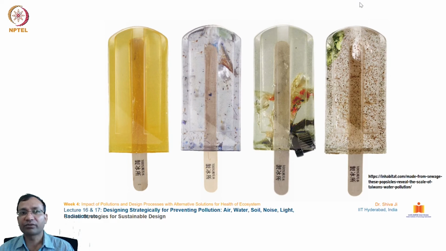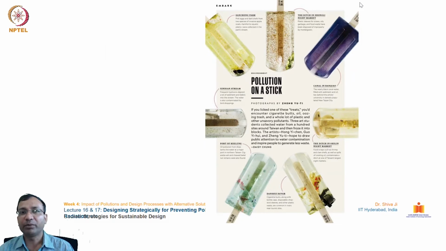It is sourced from different polluted places, and that is how the artist's imagination has represented this thing. If you see the title given here in this National Geographic magazine, it is the pollution on a stick. These photographs are taken by Zheng Yu. It says if you licked one of these sticks, you would encounter cigarette butts, oil, oozing trash, and a whole lot of plastic and other unsavory pollutants.